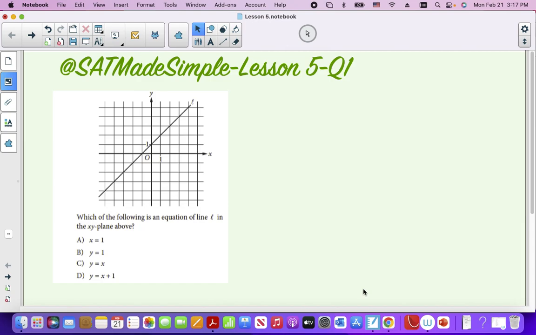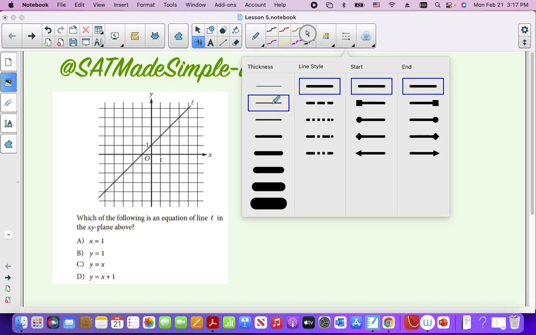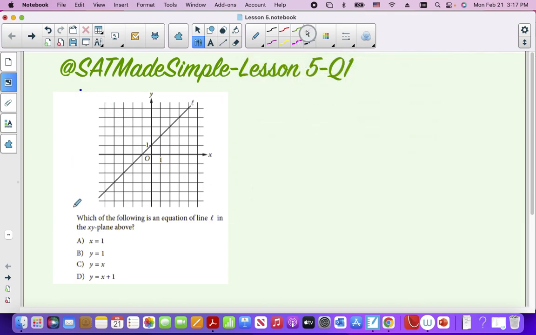Okay, this question is basically we need to find the equation of the graph given. I can look at the choices and eliminate right away. A cannot be possible and B cannot be possible.